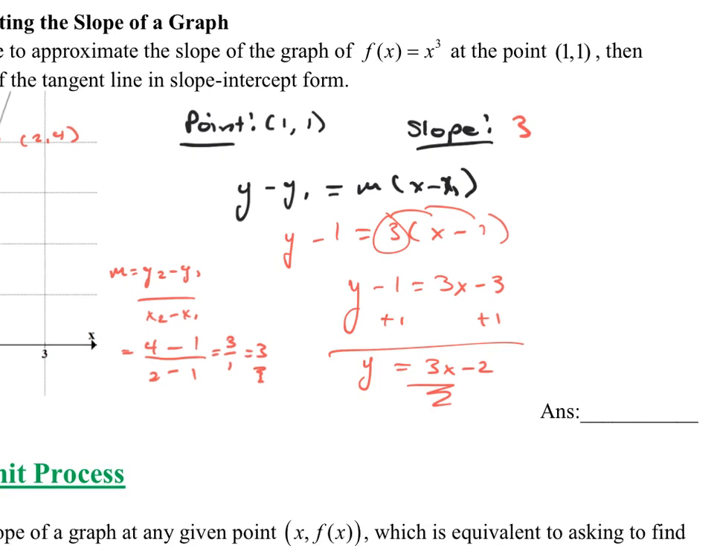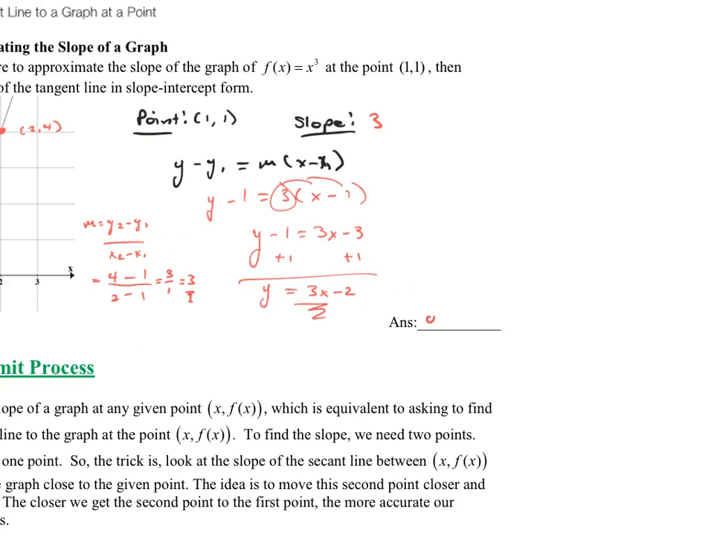So what's the equation of that tangent line? Well, only because we were able to find a second point using that grid, and we were given the graph, we know that the answer is 3x minus 2. Y equals 3x minus 2.